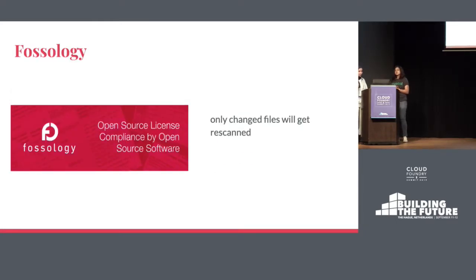Another thing that we have supplemented License Finder with is FOSSology. And one of the nice things about FOSSology is it also can do a diff, and it only scans files that were changed since the last time that it ran. And this can really speed up our entire process during release time.